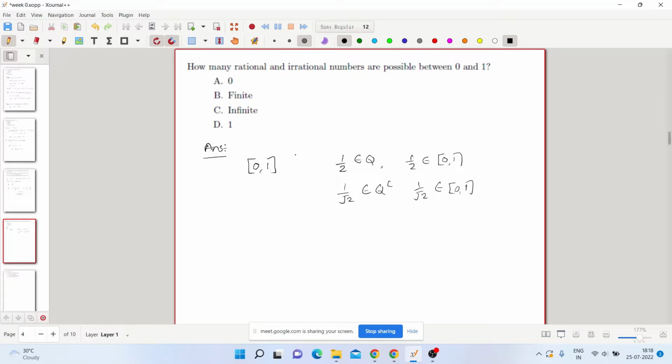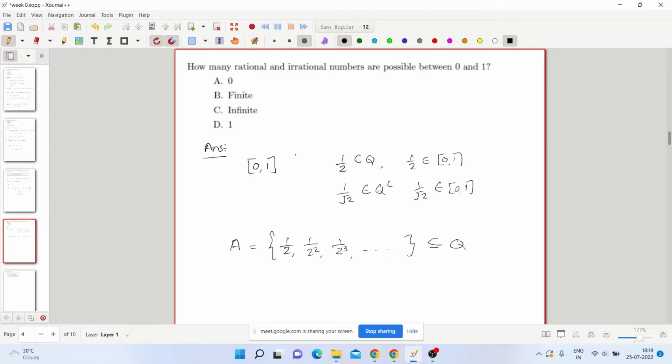Now, let us see. Take A as the set of all 1 by 2, 1 by 2 square, 1 by 2 cube, etc. So, this is an infinite set. Also, each element in A is an element of Q, because it can be written in the form of m by n. So, A can be seen as a subset of Q, that is, A is a subset of rational numbers. A itself is an infinite set. So, Q should be an infinite set. So, this option B is false, because Q cannot be a finite set.